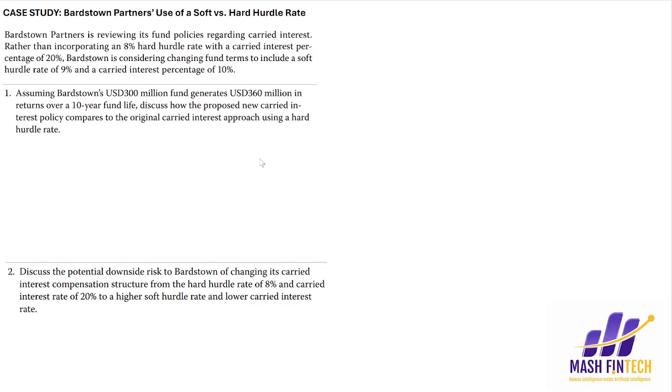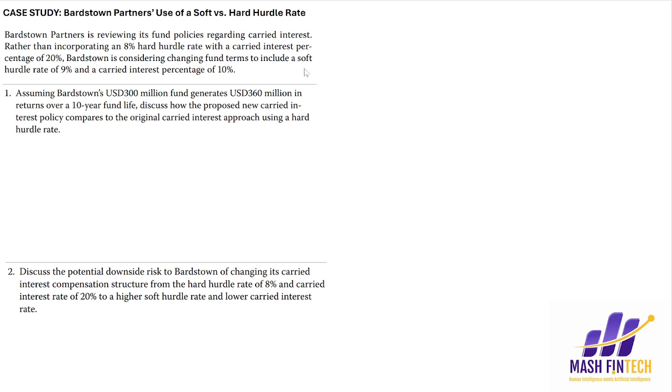Now let's quickly look at this example. You have Bardstown Partners, and they are reviewing their fund policy on carried interest. Initially, they had an 8% hurdle rate with a carried interest of 20%. We have done this. But now they are considering changing their terms to include a soft hurdle rate of 9% and a carried interest percentage of 10%. Now, the fund is still 300 million. They've generated again 360 million over a 10-year life. So you have to discuss how the proposed new carried policy compares to the original carried interest approach using a hard hurdle rate. All right.